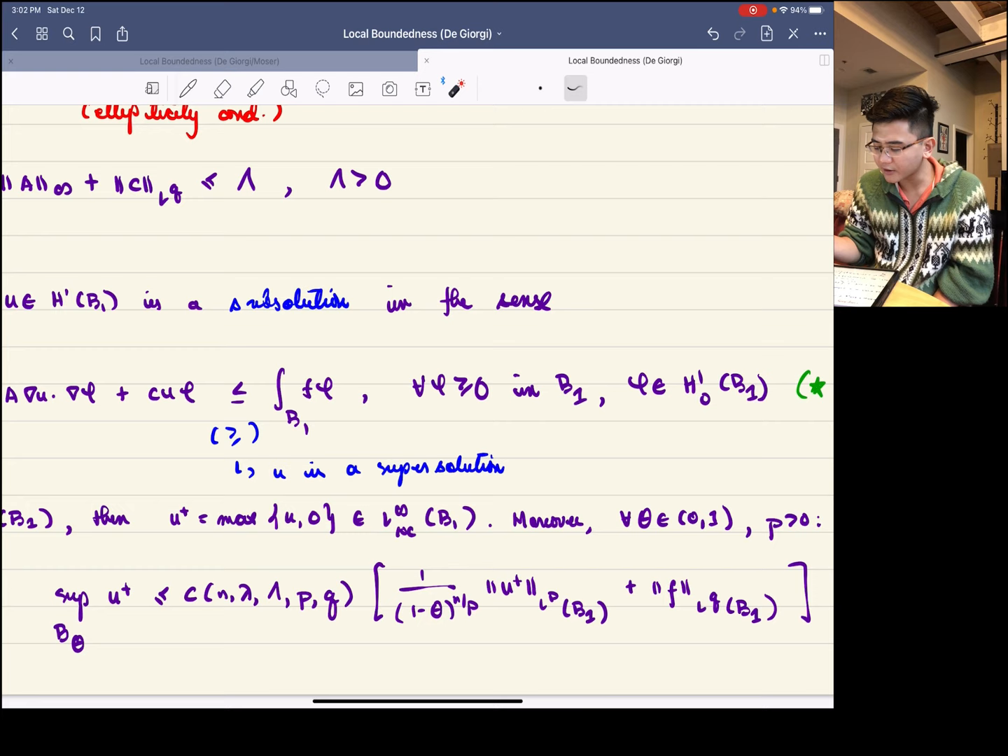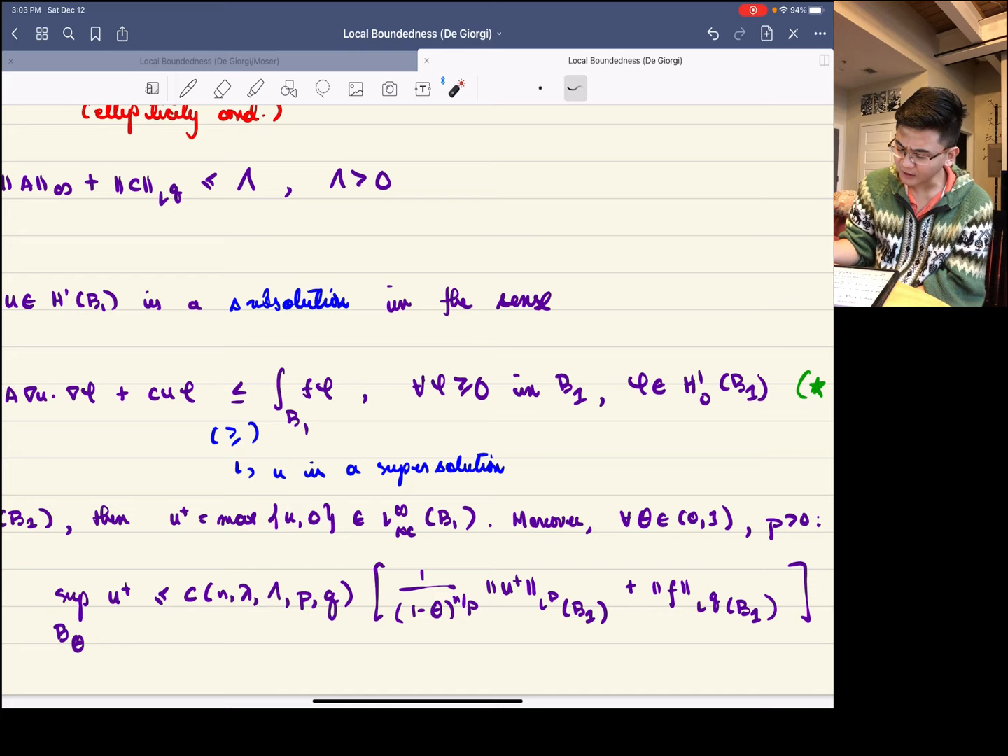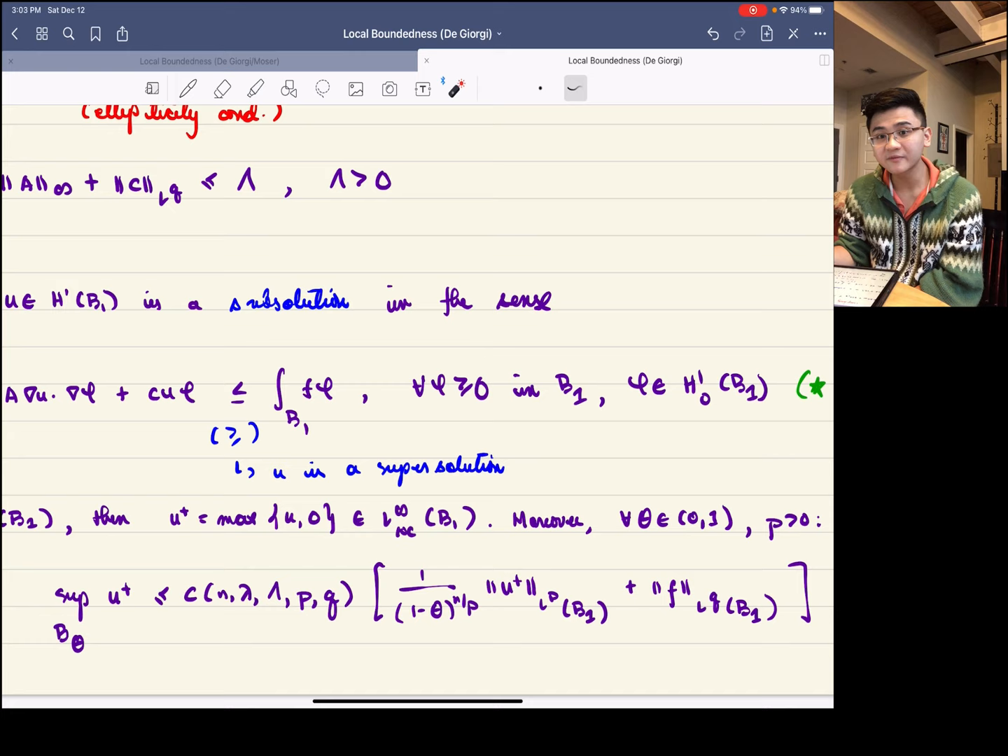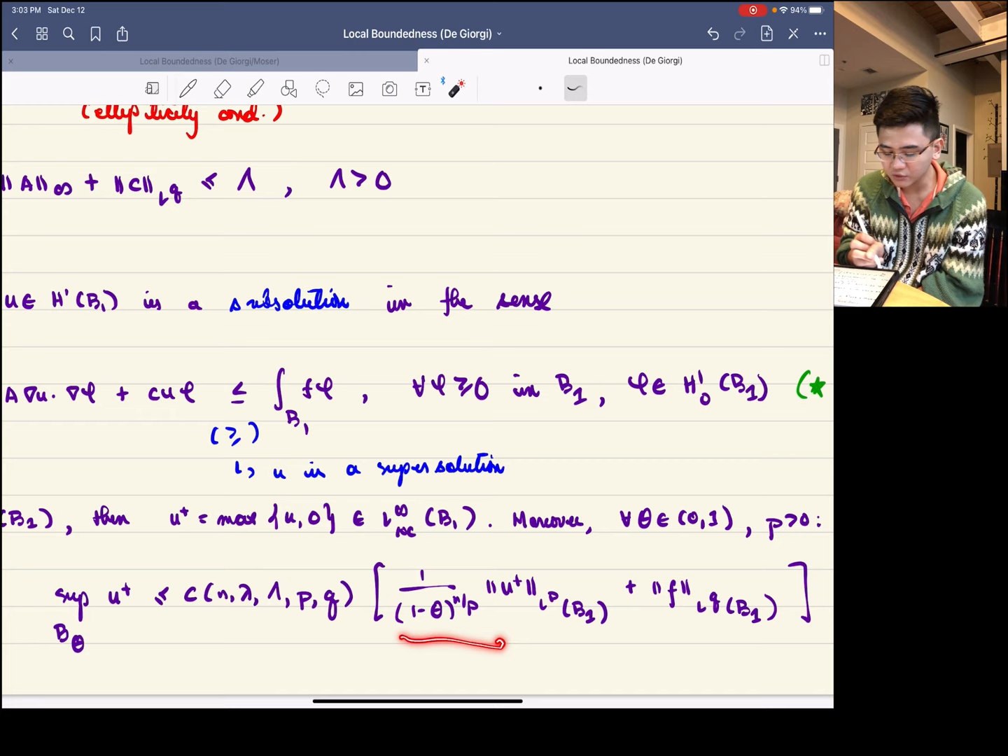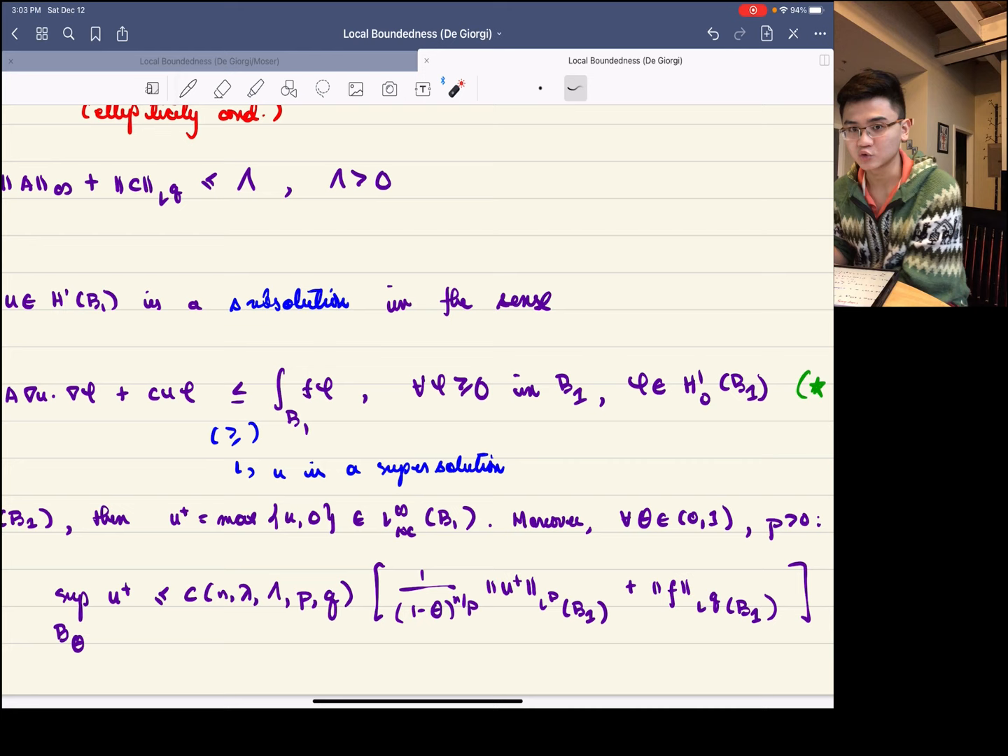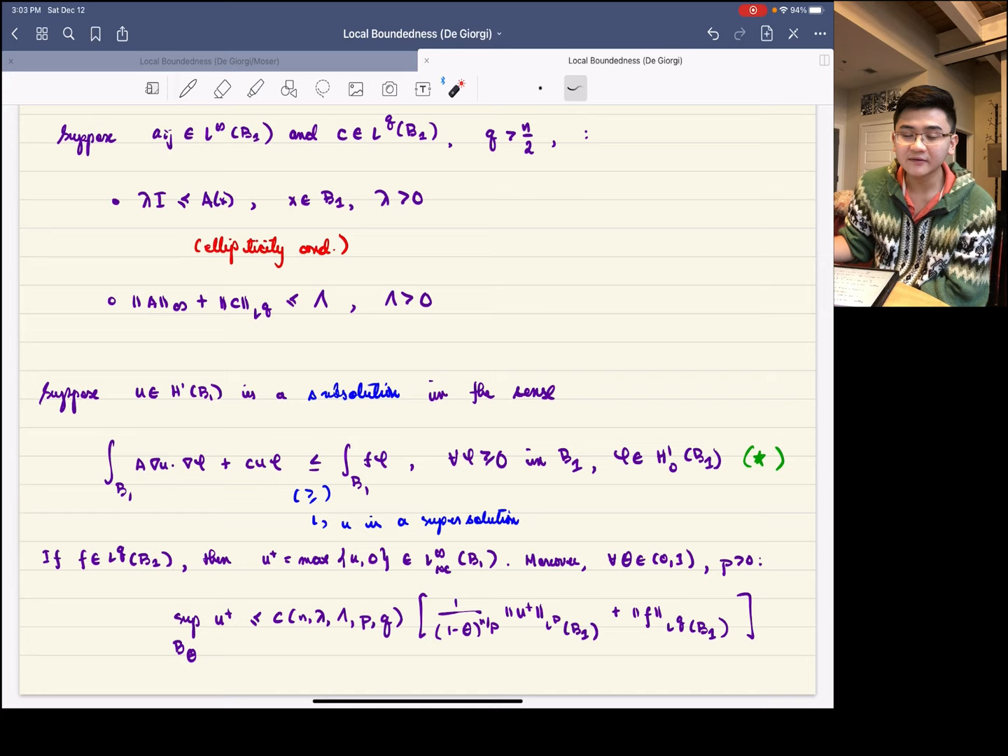So note that this is a local result in the sense that you don't get an estimate for the whole of B1. And in fact, look at this one. As theta goes to 1, this would blow up. So you lose control on the supremum of u plus as theta goes to 1. Hence the term local solution. Okay, so it's not exactly a C alpha result, but as I mentioned earlier, this is the difficult part.